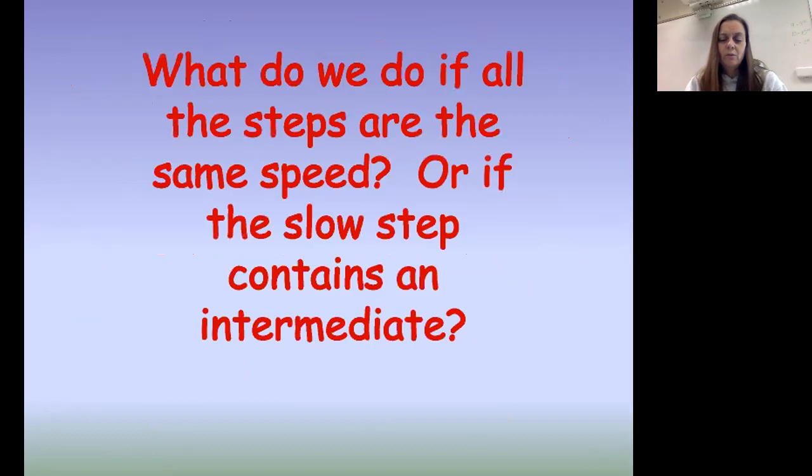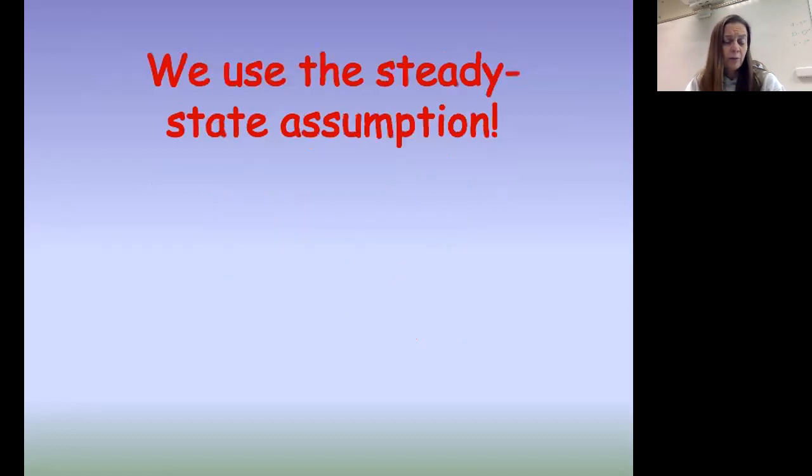So what do we do? How do we write a rate law if all the steps are the same speed or if the slow step contains an intermediate? Because for College Board's purposes, we don't want to have intermediates in our rate laws. So we're going to use what College Board calls the steady state assumption. This is actually a major oversimplification of the true steady state assumption, but we're going to work with it.